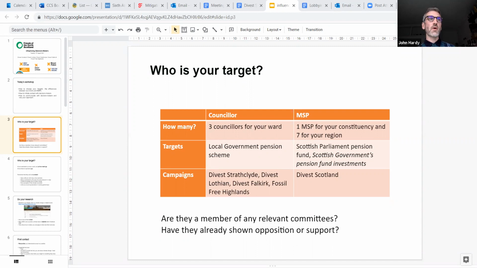Again, it's just really about getting to know as much information about your targets beforehand. Maybe the party they are a member of takes a particular position on climate change or support for divestment, or maybe the particular individual councillor or MSP has either come out in support or has spoken against. And really, as much information as you can get beforehand is really going to help you in your campaign, particularly in contacting the representatives, and then if you do get a chance to speak to them.